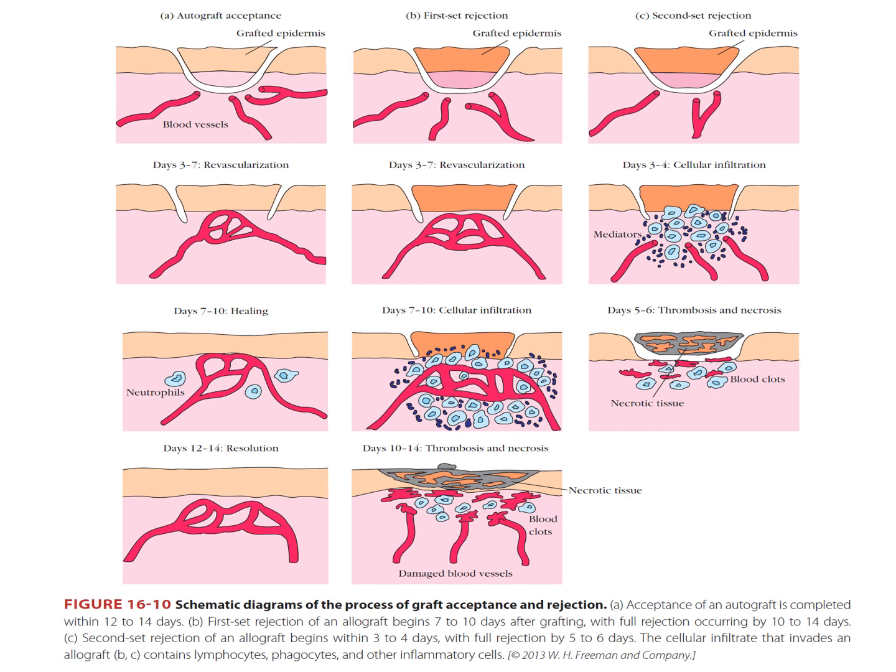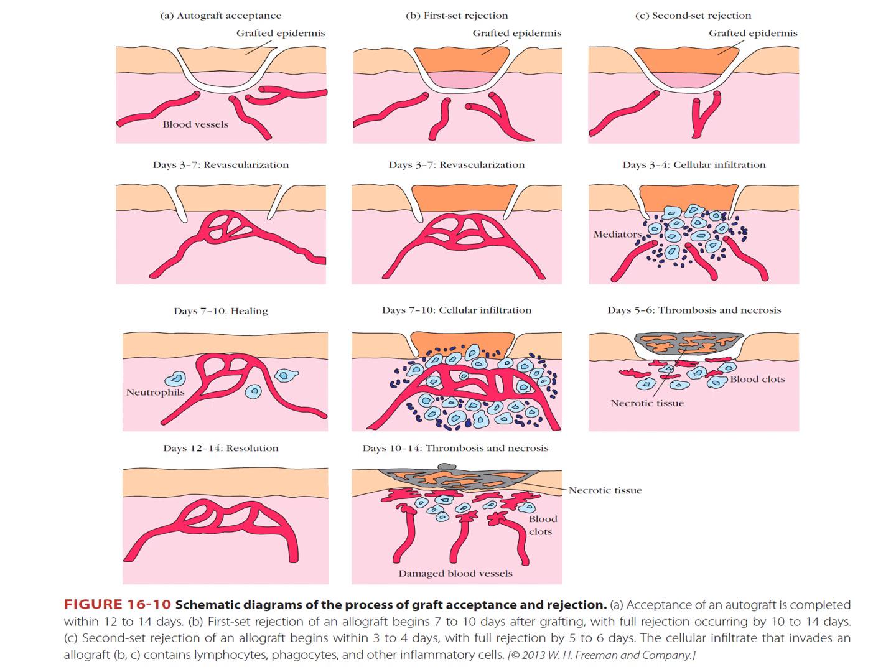And also I'll discuss the second set rejection of an allograft that begins within 3 to 4 days, with a full rejection that can take place by the 5th or 6th day. Further, the cells can infiltrate and invade the allograft, along with the lymphocytes, the phagocytes, and other inflammatory cells.